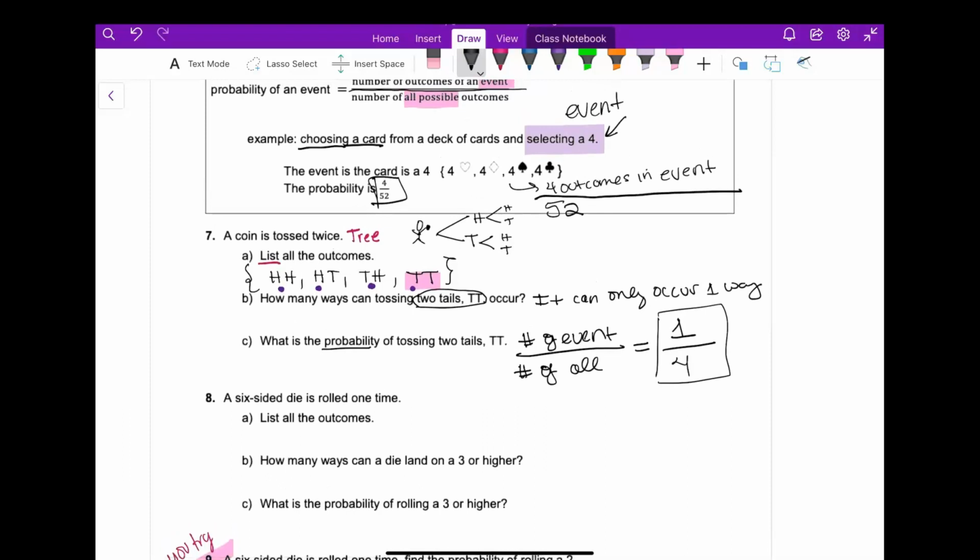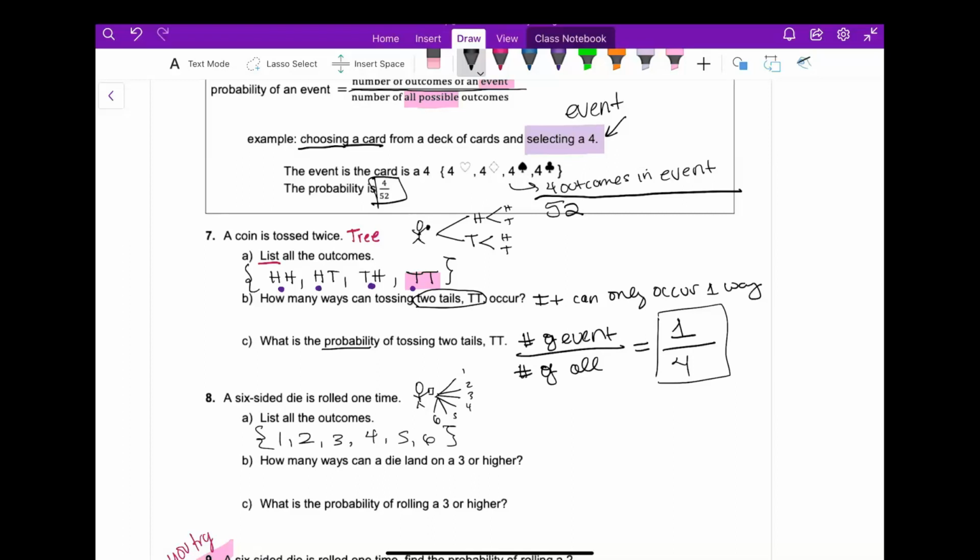Let's try number 8. A 6-sided die is rolled 1 time. What's the experiment? It's rolling a die, so I'm already thinking of 1, 2, 3, 4, 5, 6. That's what's in my head already. And question A, it says list all the outcomes. In this case, I don't really have to do an experiment, but I will anyway. This is me, my little die. I'm going to toss it, and it's going to land on 1, 2, 3, 4, 5, 6. I know you might be tempted to not draw a tree diagram, and that's okay. But I like to build the habit, so I draw it all the time.